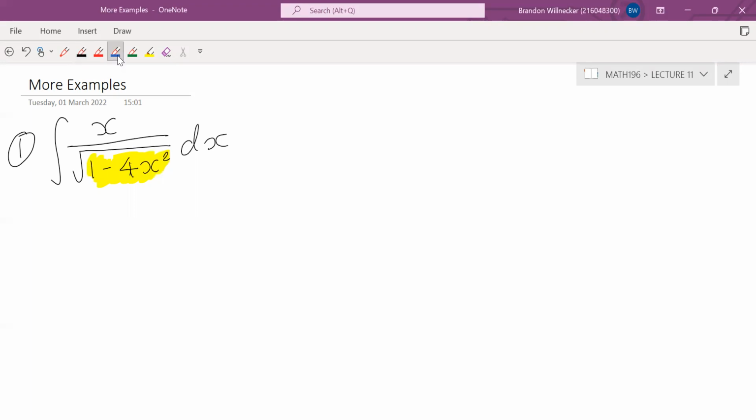Okay, so in this case, the complicated bit is 1 minus 4x squared. So we are going to say u is equal to 1 minus 4x squared. This is going to tell us how to change from x variables to u variables. Now, we can use this to change the function from x to u, but remember, we also need to change the differential. So we have dx as our differential, but what we really want now is du.